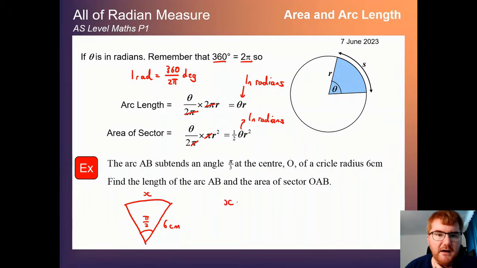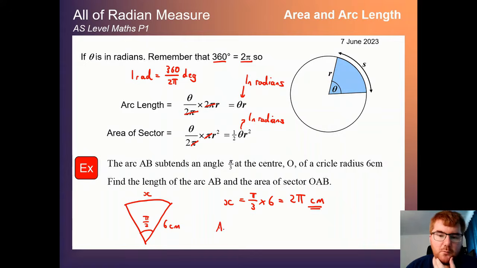So remember, the arc length here using the formula is just the angle in radians, which it is here. So pi over 3 times the radius, which is 6, and that then just gives us 2 pi centimeters. Remember, this is a length that we're looking for.